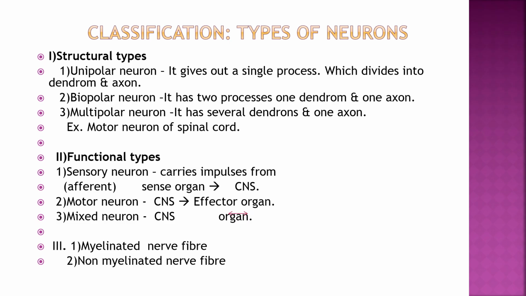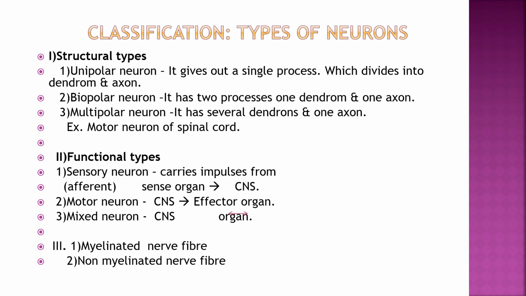According to the structure, they are divided into three types: unipolar, bipolar and multipolar. Unipolar gives a single fiber, a single process which divides into dendron and axon. The bipolar neuron has two processes, one dendron and one axon. Multipolar neuron has several dendrons and one axon, and it is seen in the motor neuron of the spinal cord.